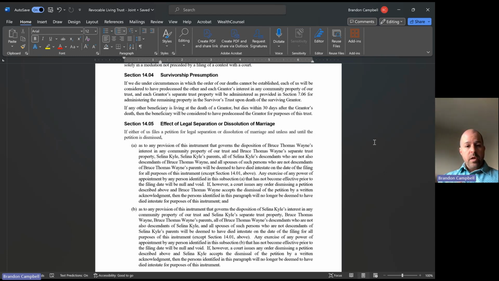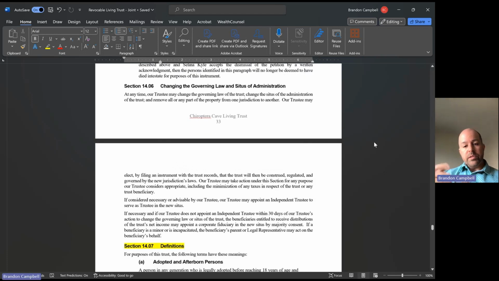For married couples, we need to identify the fact that we might not always be married. So there's going to be a section that's called effective legal separation or dissolution of marriage. And what it's saying here is if we do start a process to get divorced or separate, then here's how we're going to treat this trust. Here's what we're going to do with it in response. You're generally going to want to talk to some family law attorneys if and when that did happen, so we can better advise you about what next steps are going to be.